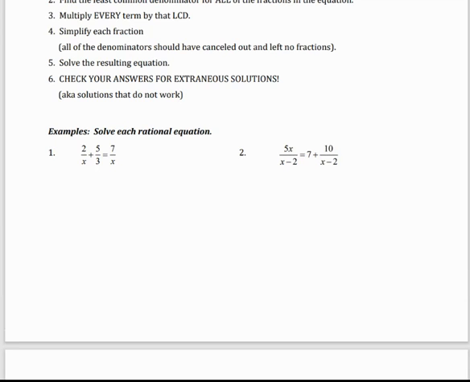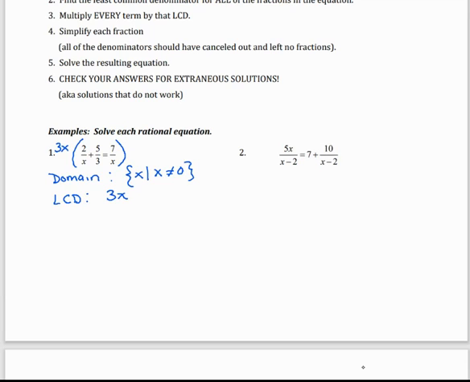For number 1, pretty straightforward, not much going on. We don't have to factor our denominators, but my domain is going to be where we set x equals 0. So my domain is everything but x can't equal 0. Step 2, we find our LCD. We look here, we have x and 3, so my LCD is 3x. What I do with that LCD now is I multiply the entire equation by the LCD. So I multiply by 3x.